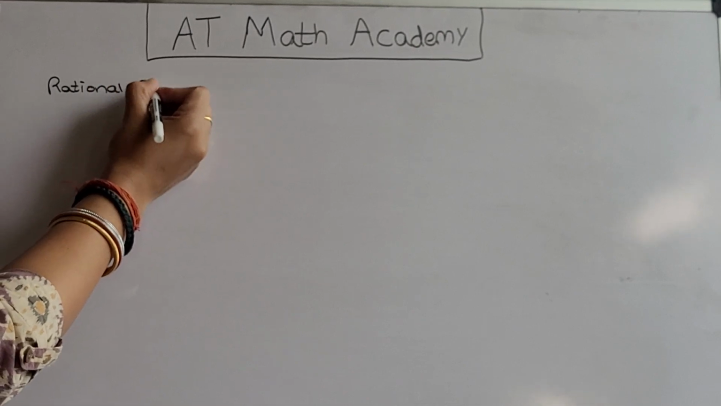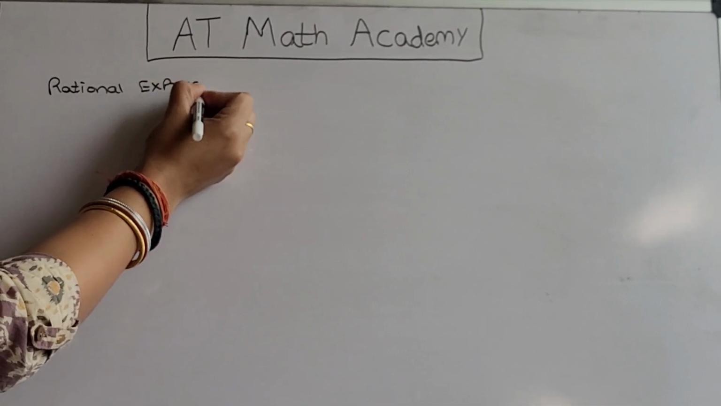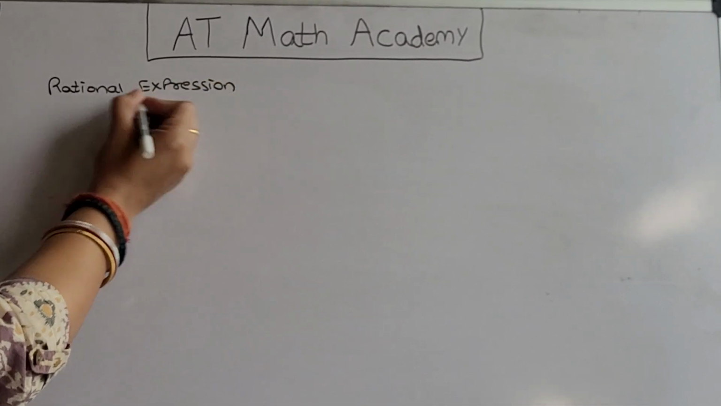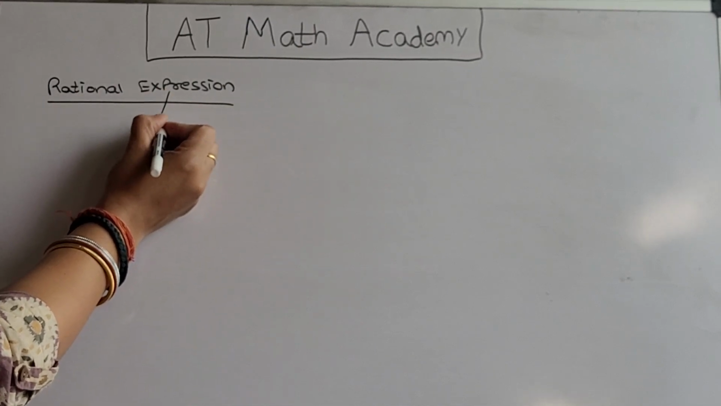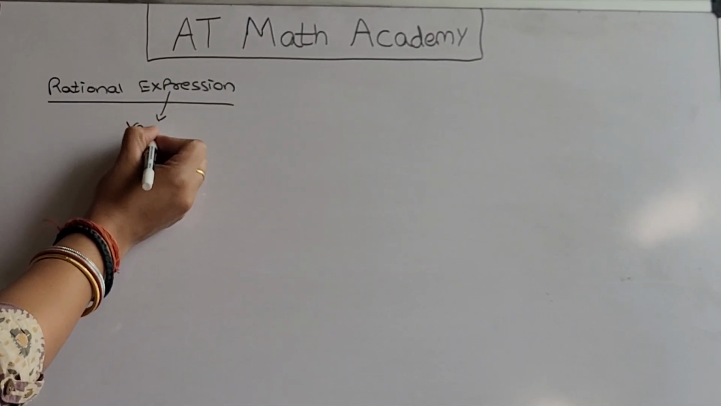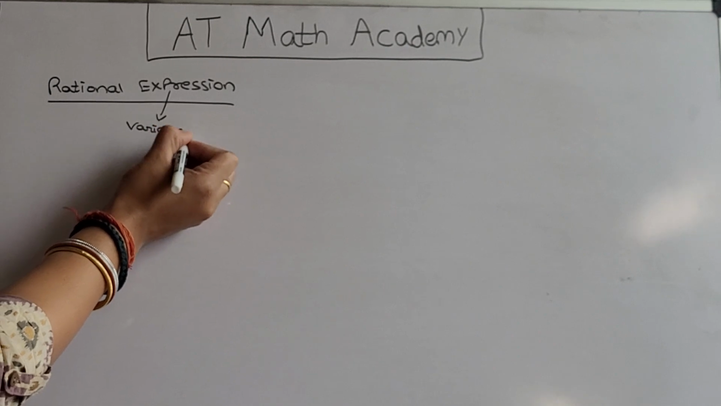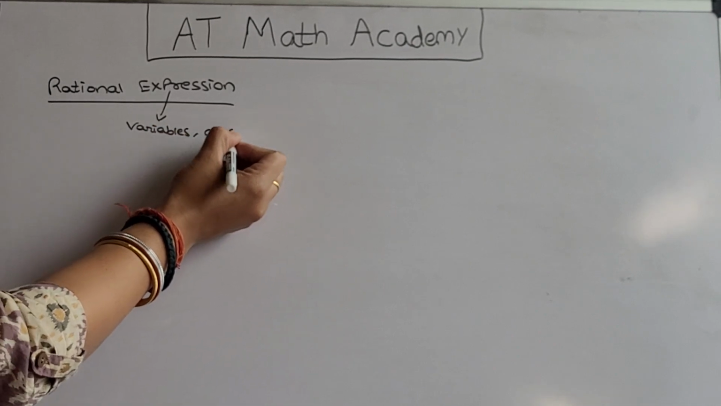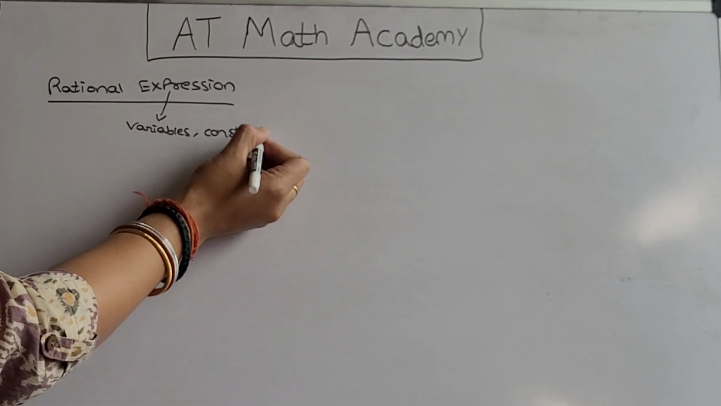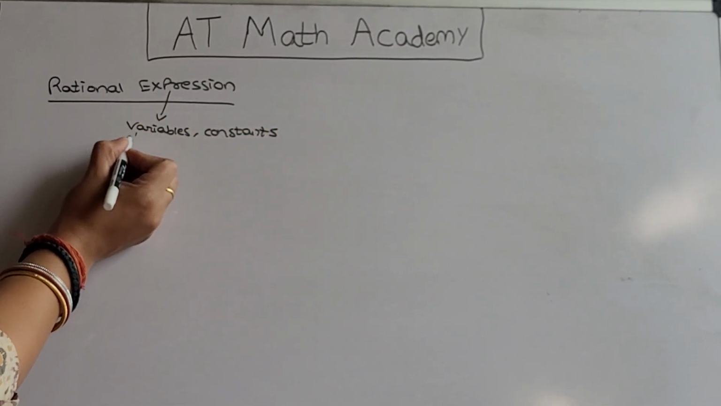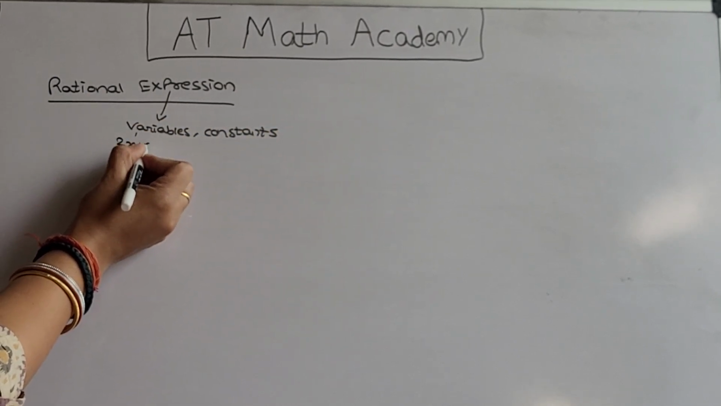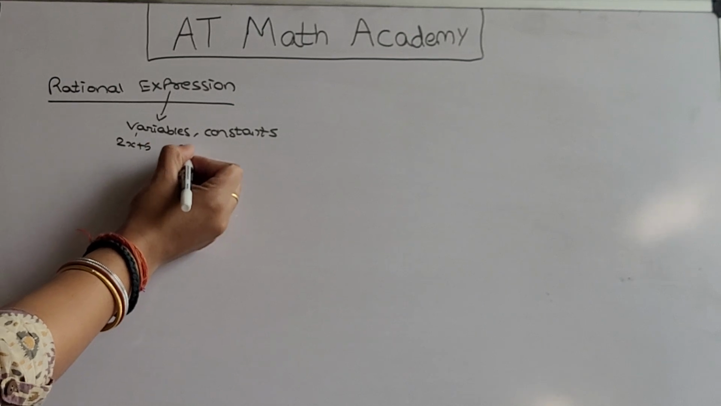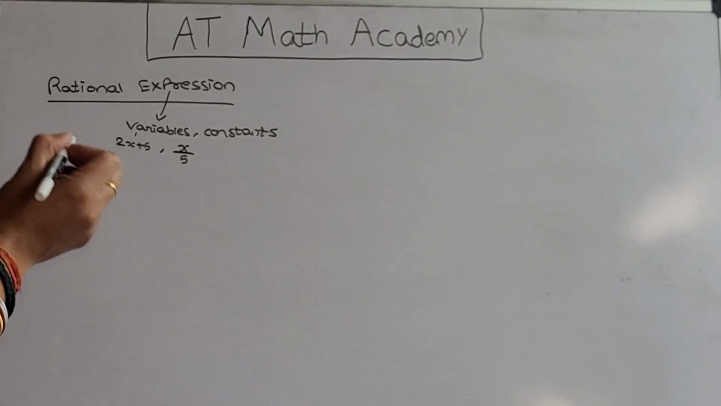Rational expression. Expression here means it can have variables and constants. Anything that is formed out of a variable and constants is called an expression. So 2x plus 5 is an expression. x by 5 is an expression.